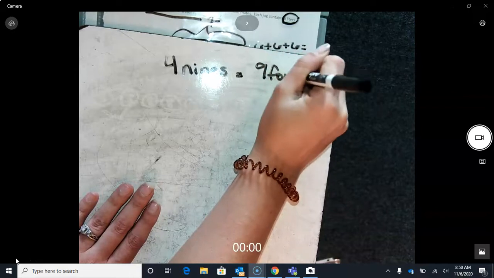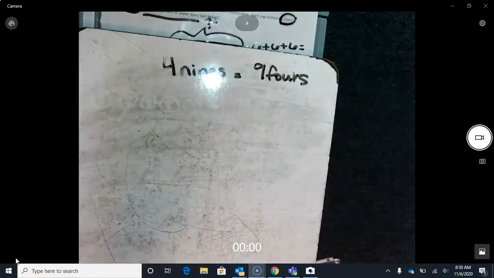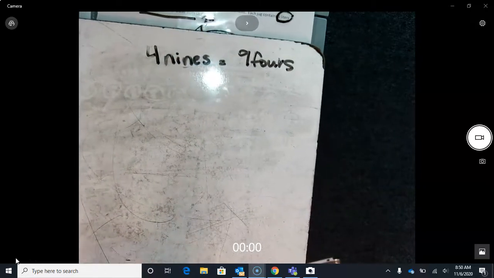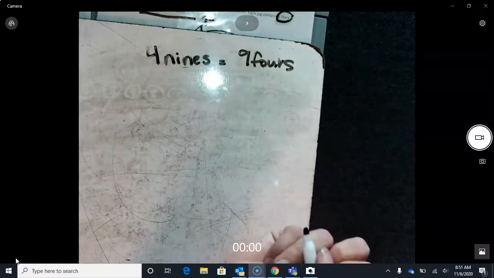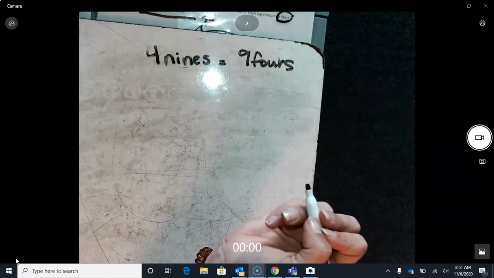On your board, show me 4 9s and 9 4s, and then we'll check together to see if these are the same. 4 9s and 9 4s. You can solve this with an array, you can solve it with groups of numbers like we did in the last one, or with a tape diagram. Press play when you're ready to check together.